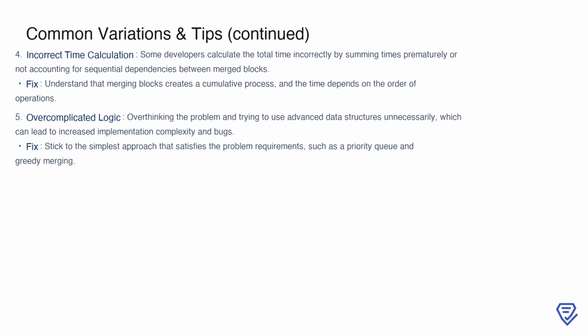Additionally, some developers overcomplicate their logic by unnecessarily using advanced data structures or techniques. While it's tempting to try complex solutions, this often leads to bugs and harder to maintain code. Instead, focus on sticking to the simplest approach that meets the problem requirements, such as using a priority queue for greedy merging. Simplicity in design not only reduces implementation complexity but also improves the reliability of your solution.